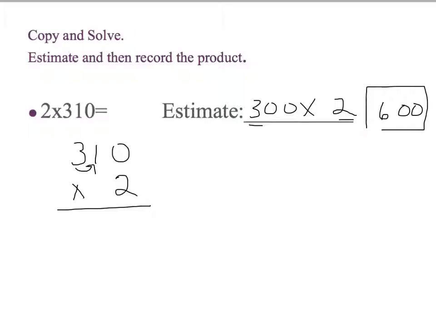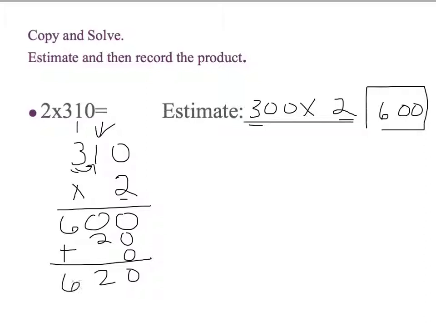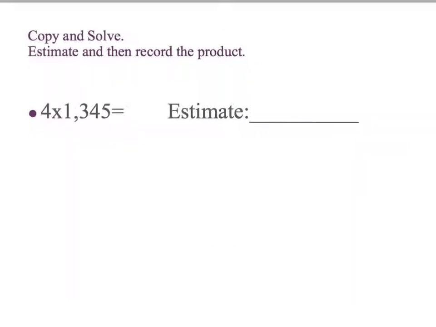Now I'm going to start with my hundreds. 300 times 2. Well, 3 times 2 is 6, plus the 2 zeros for the hundreds. Then we have 10 times 2. 10 times 2 is 20. And then 0 times 2 is 0. And then we add those up, and we get 620. And again, very close to our estimate, so I think that answer is reasonable.